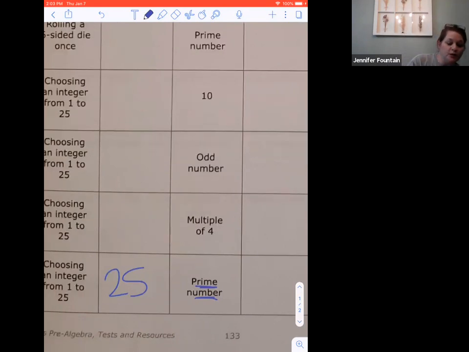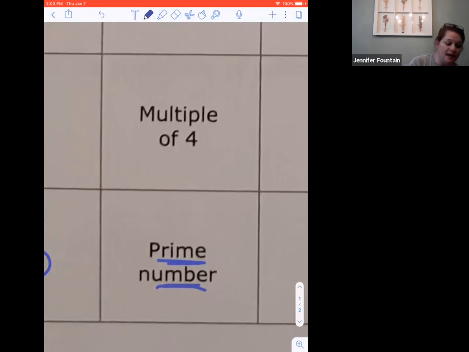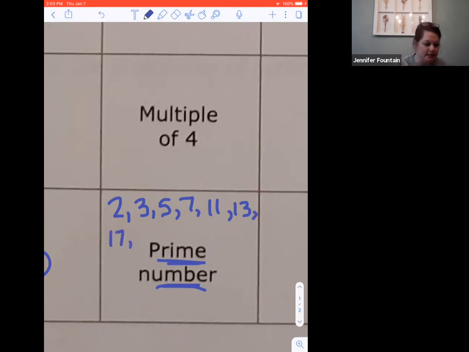So prime numbers between 1 and 25, think about that. My smallest prime number, remember, is 2. The number 1 is neither prime nor composite, so I'm not going to count 1 in this number. I'm going to start with 2. So I know that 2 is prime, 3 is prime, 5, 7, 11, 13, 17, 19, and 23. Did I miss any?